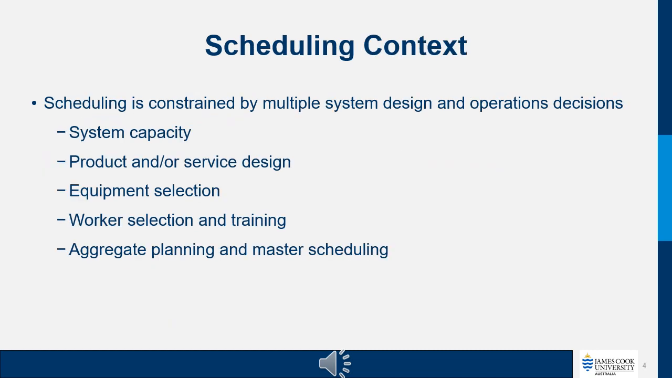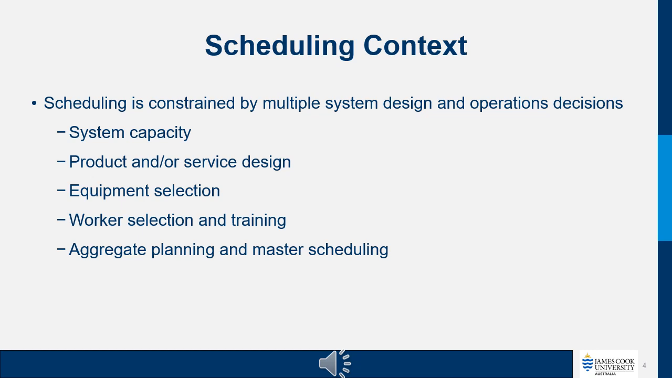In the context of scheduling, there are several factors and decisions that impose constraints and influence the process. This includes system capacity, products and or service design, equipment selection, worker selection and training, and aggregate planning and master scheduling. So system capacity refers to the maximum output or workload that a system can handle within a given time frame. When scheduling, it is essential to consider capacity limitations of a system to ensure that the planned activities can be accommodated and completed.